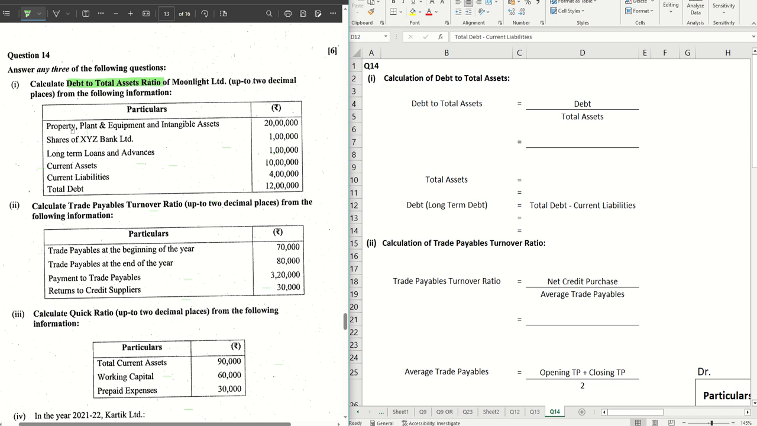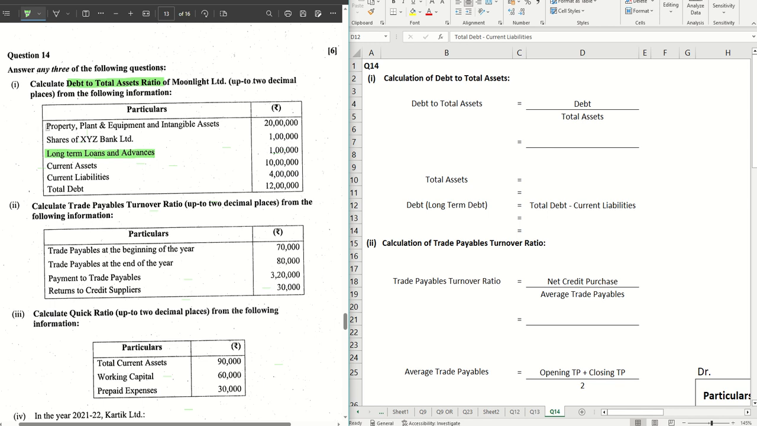Now this is an interesting sum where you are given long-term loans and advances as one of the items, and a lot of students confuse this to be debt. However, this is long-term loans and advances. This is an item of the asset side, and this has to be considered as part of assets. This is to check your presence of mind. This is given on purpose here so that you are able to pick up or not. That is to be checked.